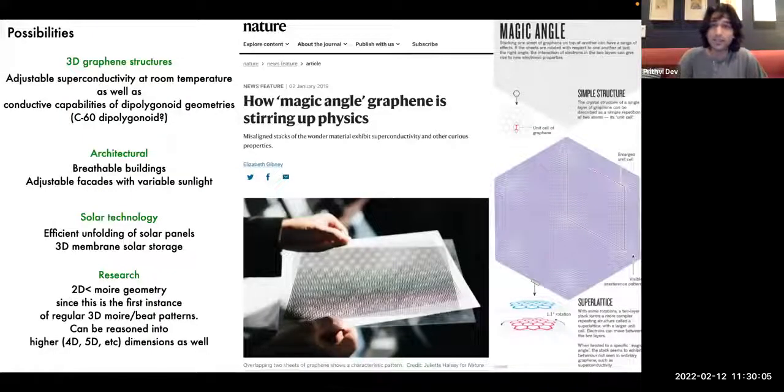Possibilities. We all know magic angle graphene physics is this new thing, so I guess 3D graphene structures could be a possibility. But again, this is way out of my depth. Architecturally breathable buildings, and I guess all these things have been explored without the graphene aspect of it. But graphene-based structures and all these new rotational molecules, chemical things, which one can do stuff with 3D geometries with.